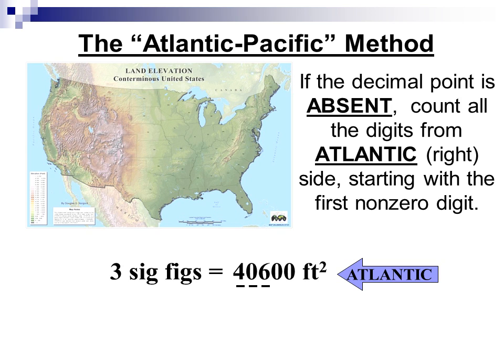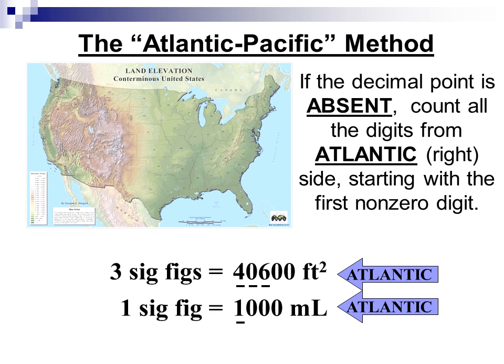40,600 square feet. In the second example, 1,000 milliliters, the decimal point is absent, so we'll start on the Atlantic side of the measurement. Moving right to left, we look for the first non-zero digit, and we count all the digits right to left from that non-zero digit. Starting with 1, there's 1 significant figure in 1,000 milliliters.